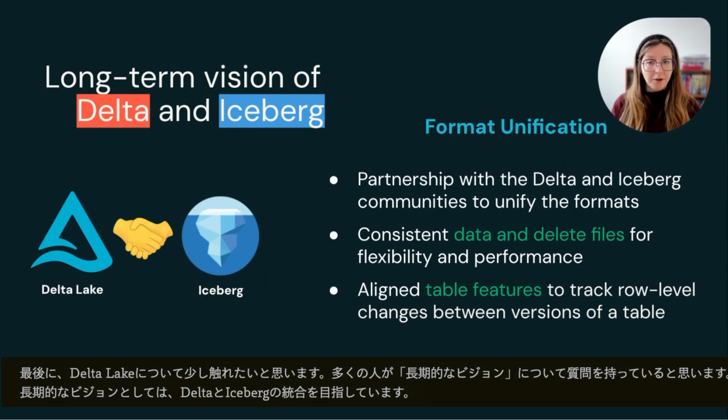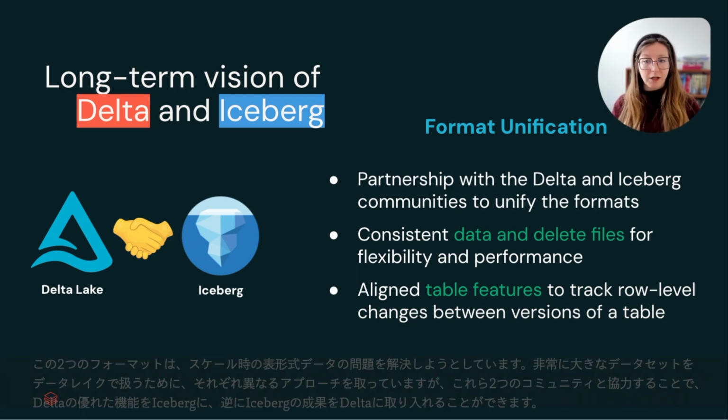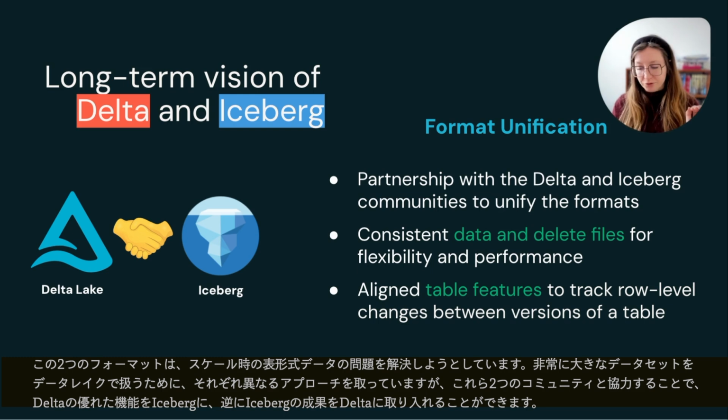So finally, I wanted to make sure I talked a little bit about Delta Lake. I think a lot of people have questions around, what is the long-term vision? I think the long-term vision here is that we want to see a unification of both Delta and Iceberg. I think when you look historically at these two formats, they're trying to solve some of the fundamental problems we have when it comes to tabular data at scale, really large data sets in a data lake. Now, they've taken different approaches, but by partnering with these two communities, we can bring some of the best features of Delta to Iceberg, and same in the other direction, bringing some of the achievements of Iceberg into Delta.